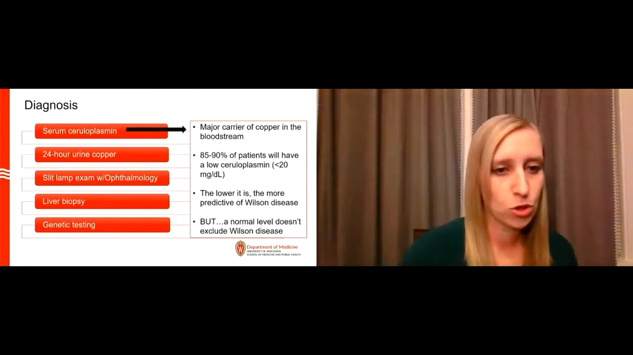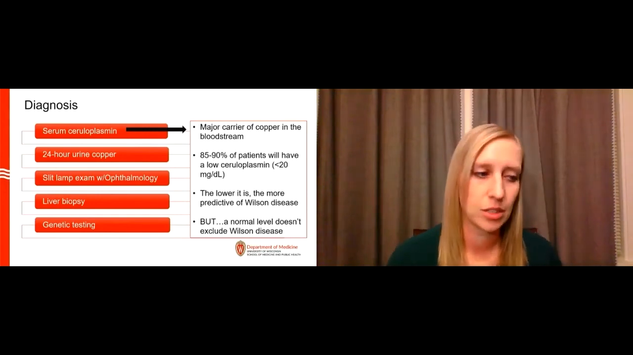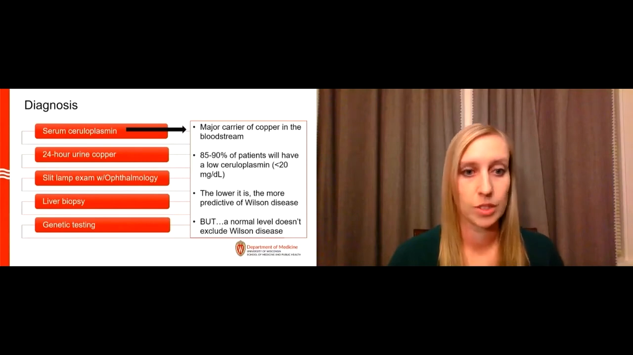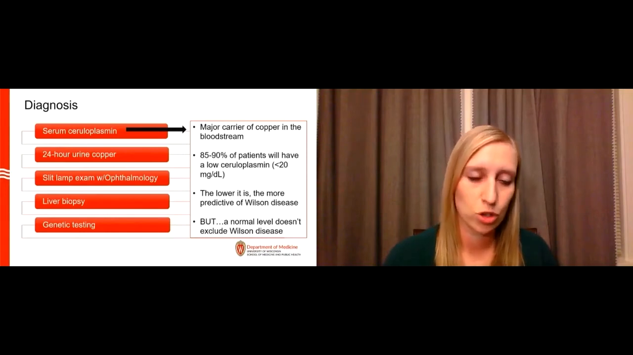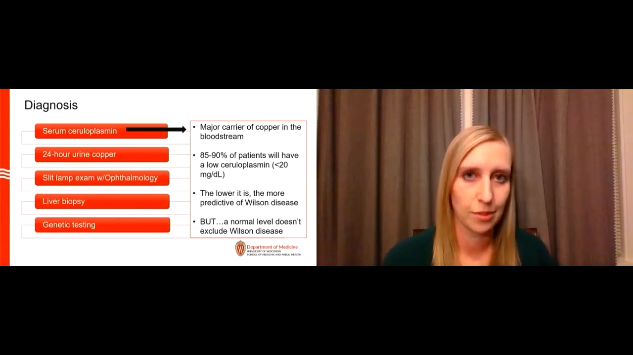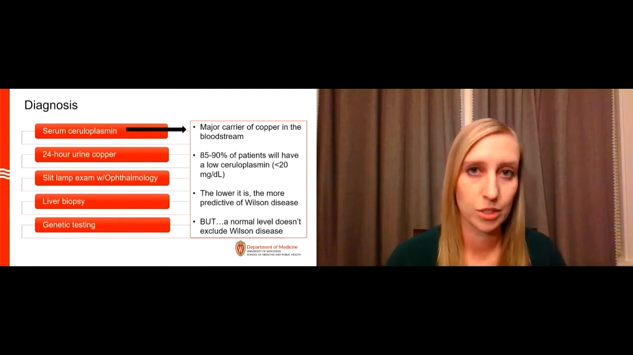And a good majority of patients who have Wilson disease will have a low ceruloplasmin if you use the cutoff of less than 20 milligrams per deciliter. And the lower it is, the more predictive of Wilson disease it is. But unfortunately, a normal ceruloplasmin level cannot completely exclude Wilson disease.